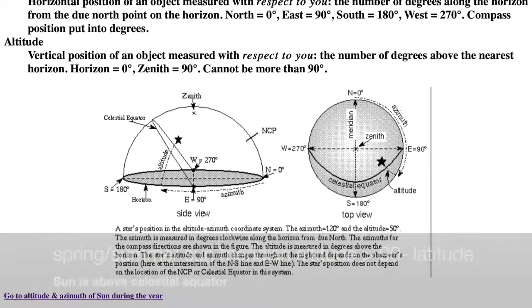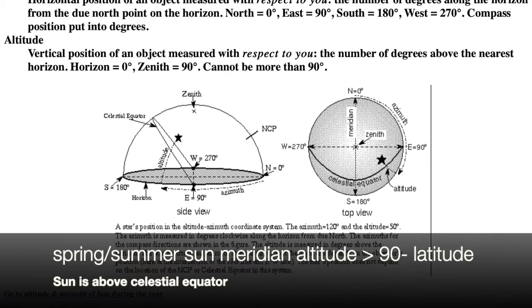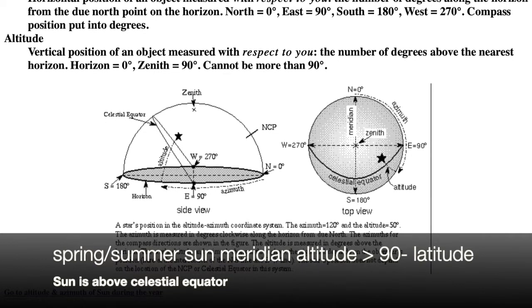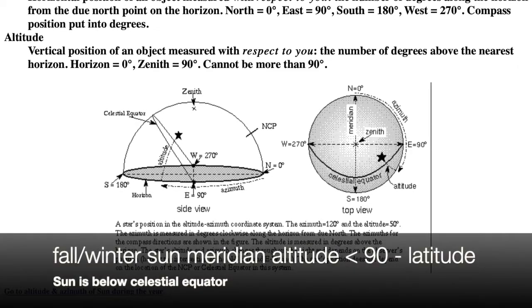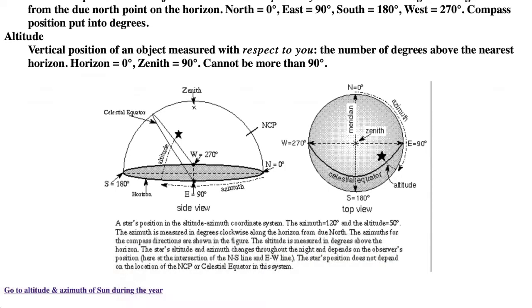This means that during the spring and summer, the altitude of the sun at local noon is a number greater than 90 minus your latitude because the sun is above the celestial equator. During the fall and winter, the altitude of the sun at local noon is a number less than 90 minus your latitude because the sun is below the celestial equator.